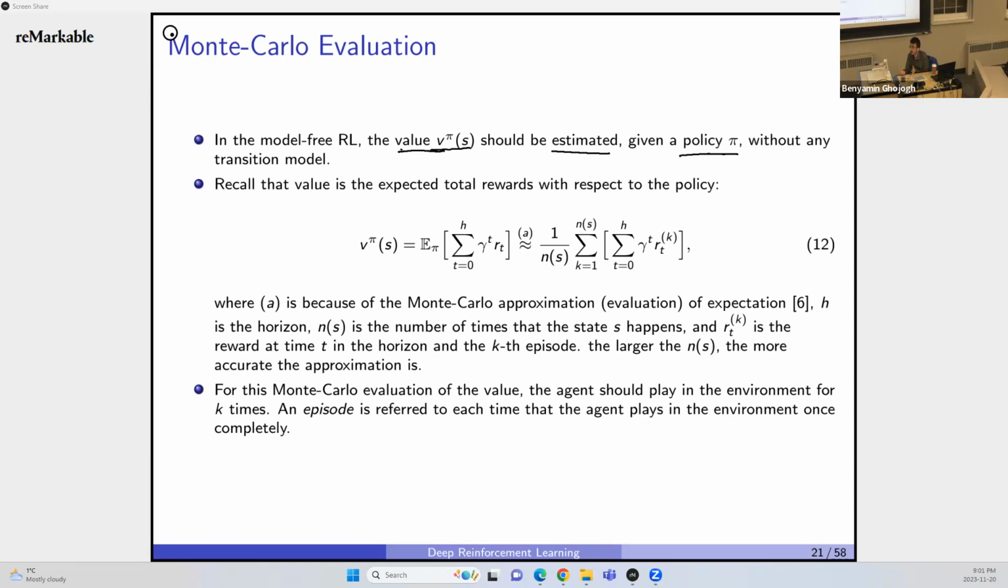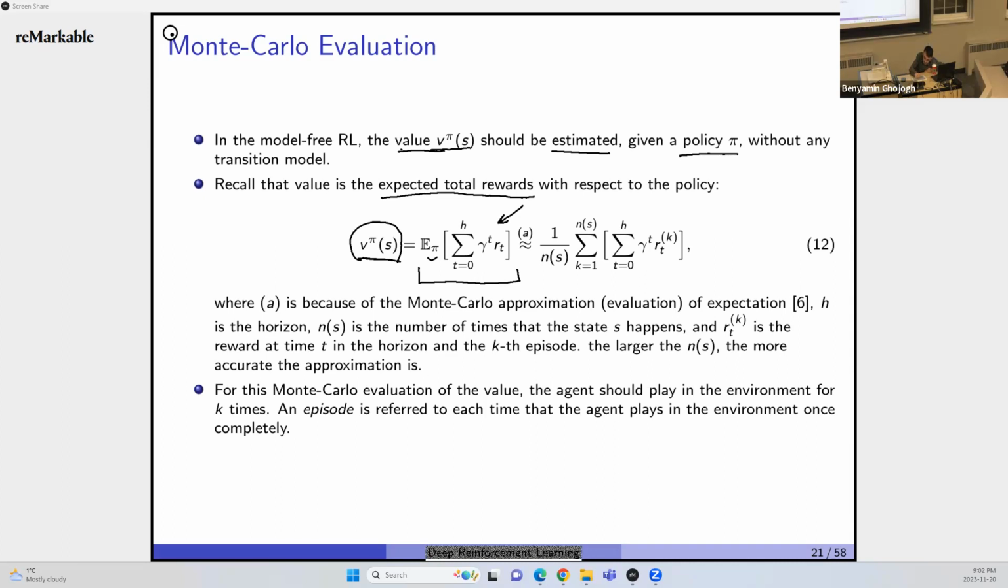Note that I don't have a transition model. Without any transition model. Recall the expected total rewards. This is the expected total discounted rewards, right, with respect to the policy. And if you remember, we can call this a value. That was also the first term in the Bellman equation, that you can see as a value, right?